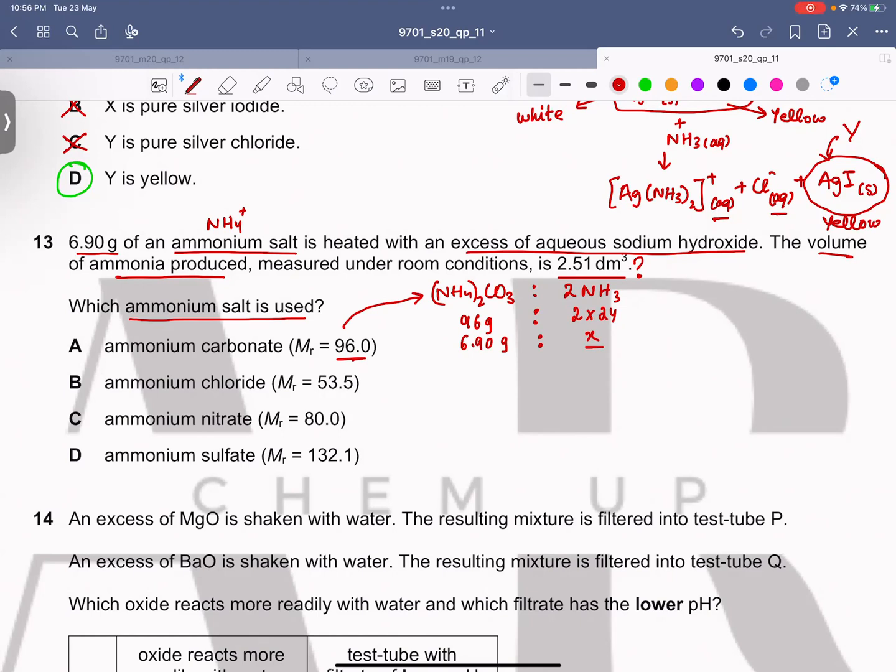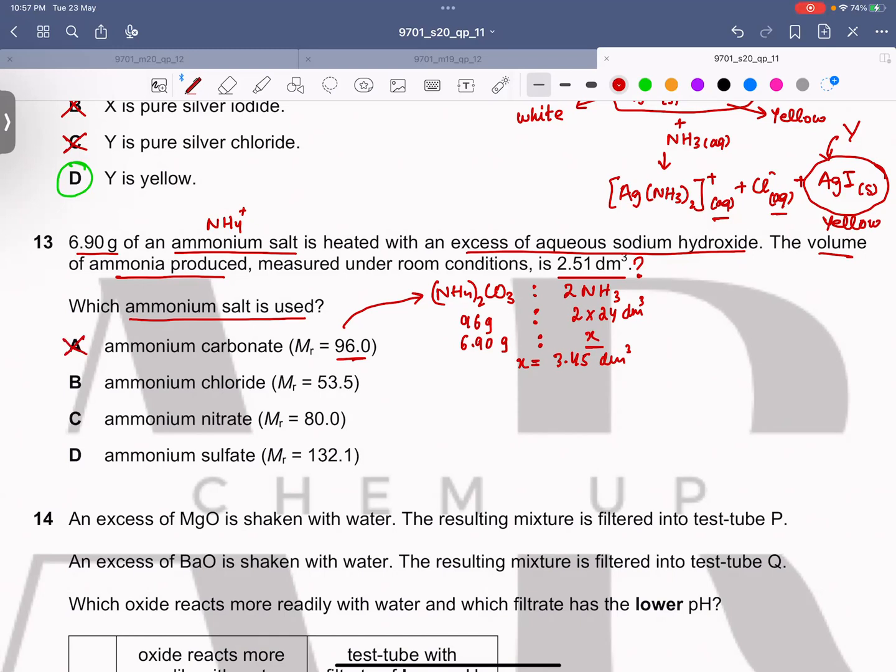Yes, can anybody find the value of X over here? I'm waiting for the answer. Okay, the answer over here is 3.45 decimeter cube, which didn't match the answer provided by the examiner. So it means A goes wrong.